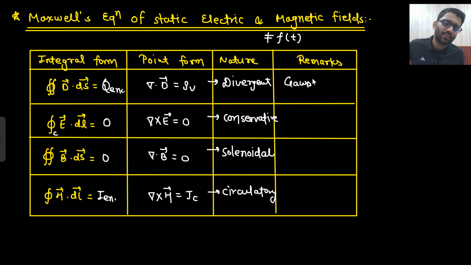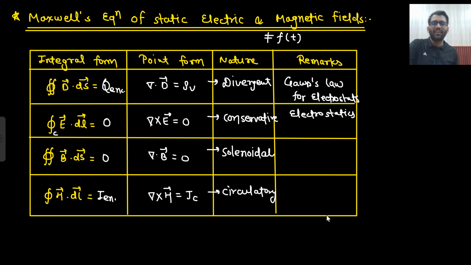Gauss law for electrostatics. And this is E dot dl is 0. So what do we call it? What all remarks can we say? Conservative in nature, or we can say irrotational. What do I write? I would write the same thing: electric fields are conservative in nature. Electrostatic fields are conservative in nature.